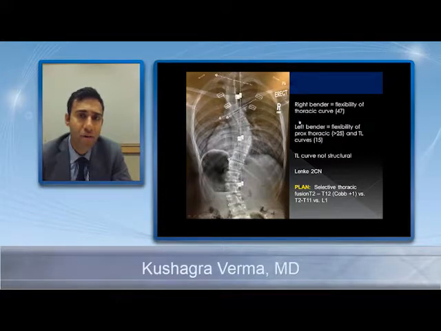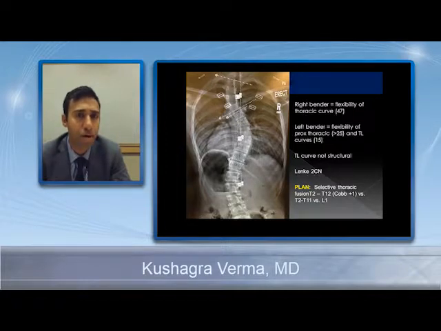So here we have our breakdown of how we've analyzed this curve. The left bender flexibility is more than 25 degrees. So this proximal thoracic curve, this 42-degree curve, is still more than 25 degrees on the bending film, so it has to be included in the construct. But this bottom curve is very flexible, so it doesn't have to be included. So this classifies as a Lenke 2CN curve, which I won't go into the letters and what those mean.